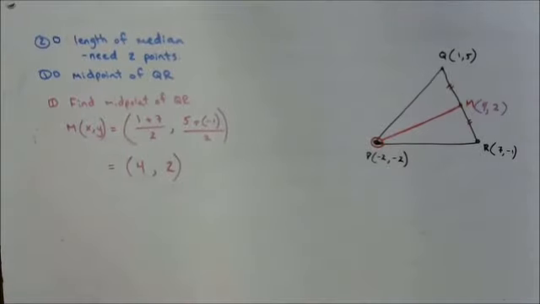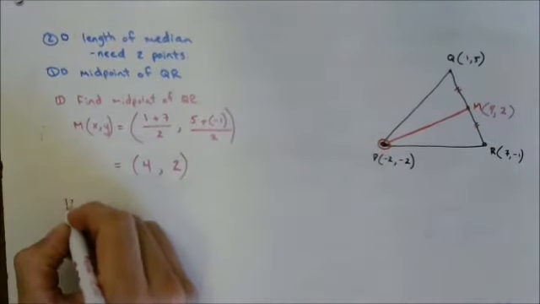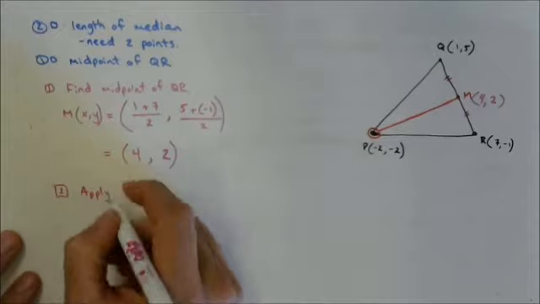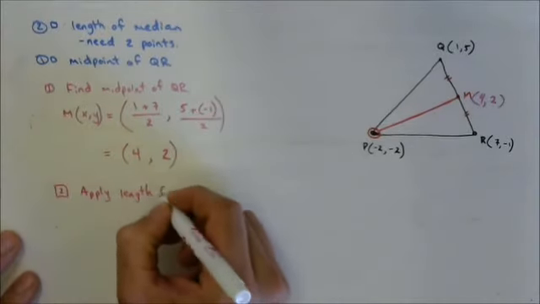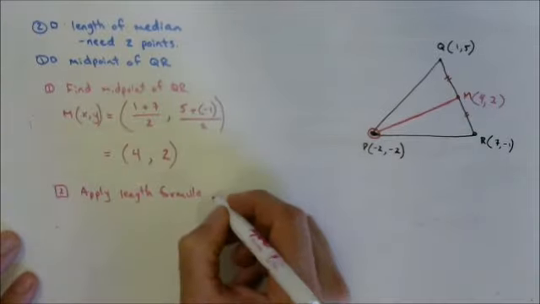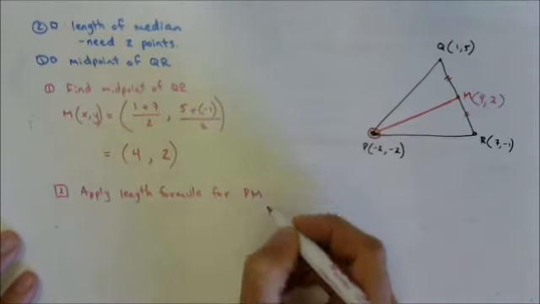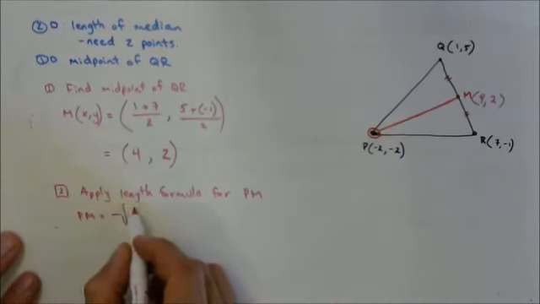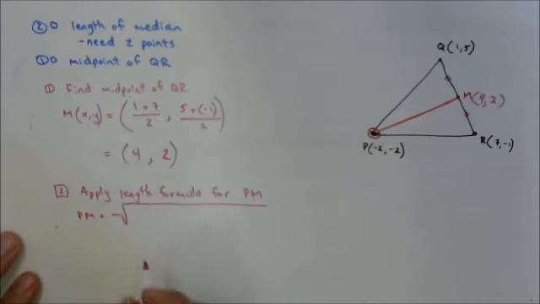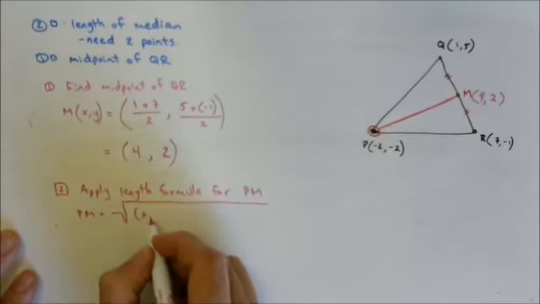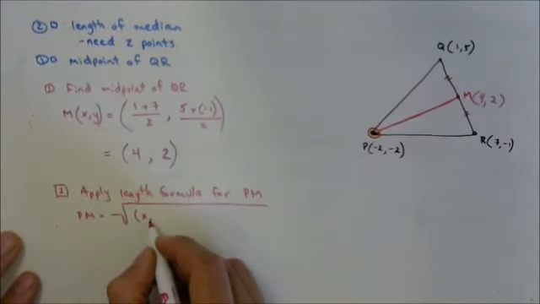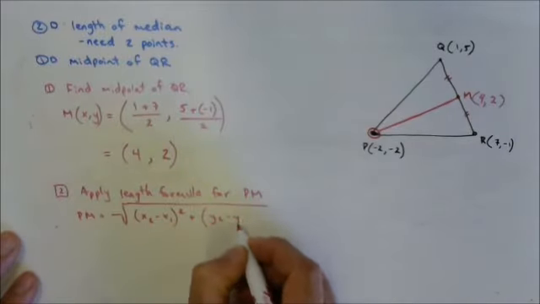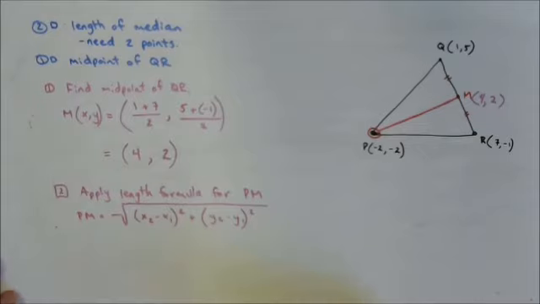Now, we can step into step 2, apply length formula for PM. PM equals, I'm going to rewrite the length formula because I don't have it written anywhere else on this board right now. It is the square root of (x2 minus x1) squared plus (y2 minus y1) squared. Now we simply plug in what we know.